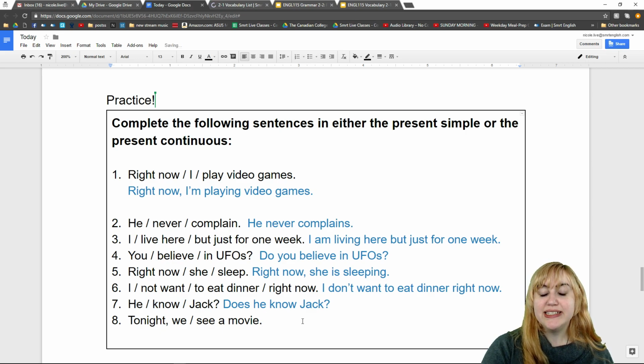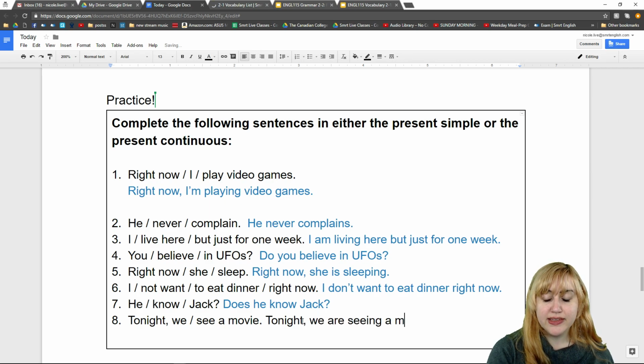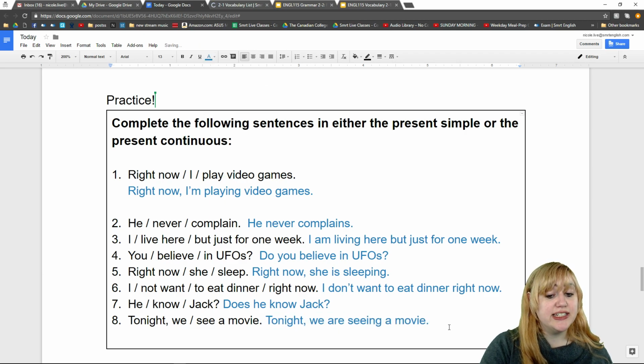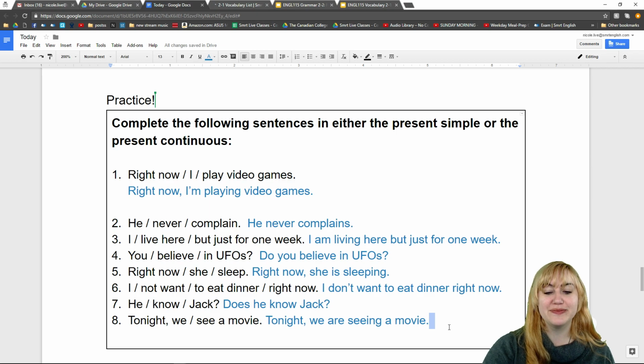Number 8 it says, tonight we see a movie. We can use present continuous. We can say, tonight we are seeing a movie. Because we can use present continuous to talk about our plans for the future. You could also say, tonight we are going to see a movie, but that's a different grammar point that we'll study a little later. A different way to talk about the future is with be going to.